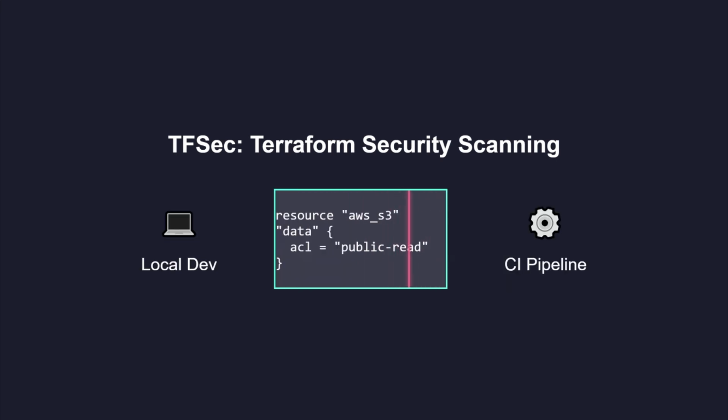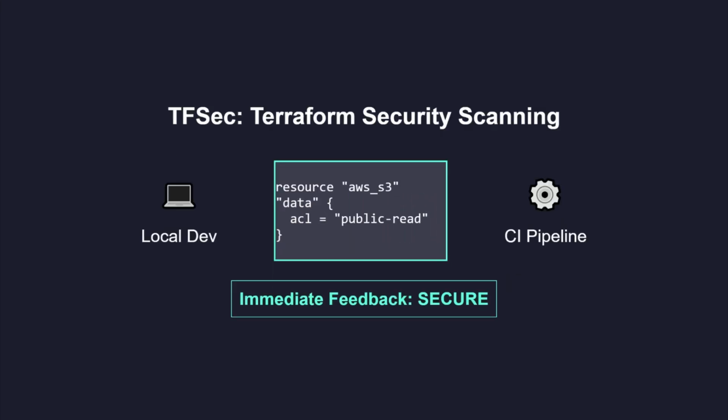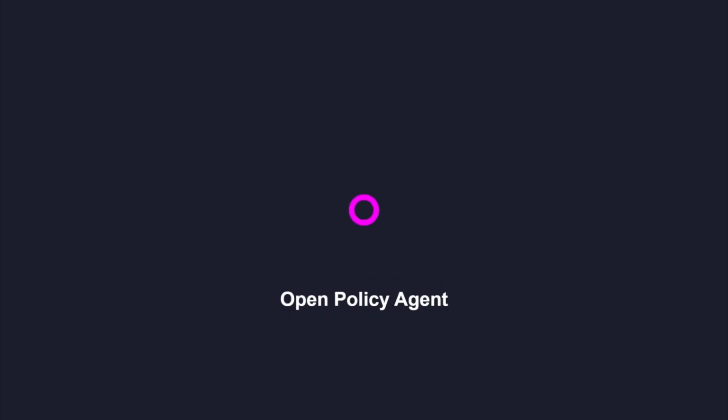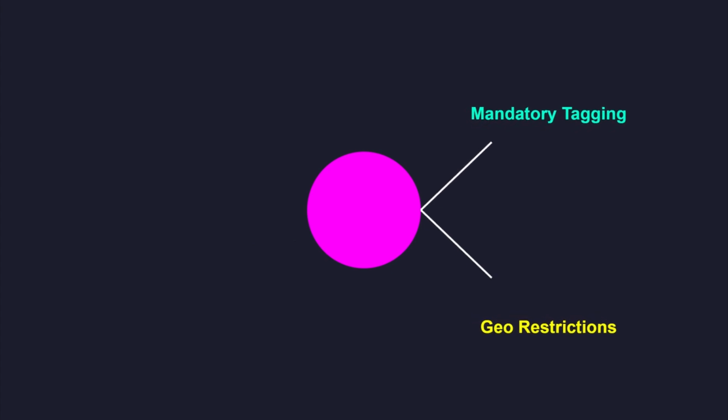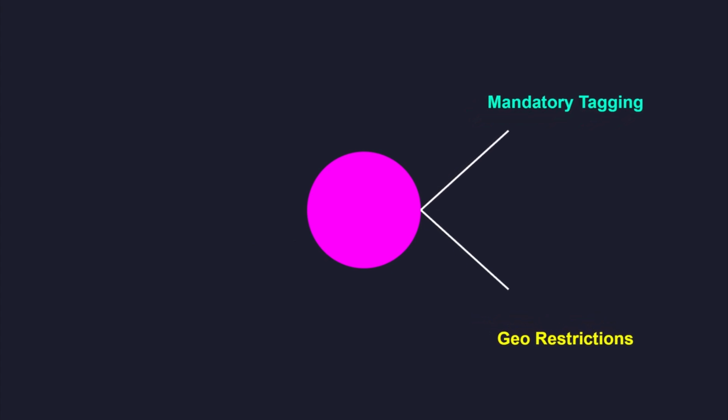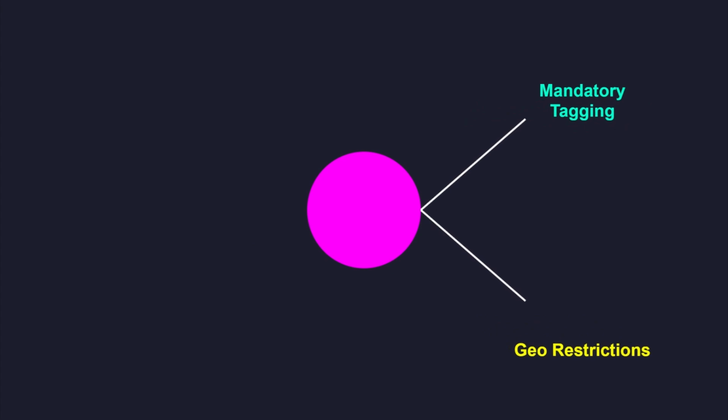It is highly effective in local development environments and CI pipelines to provide immediate feedback to developers on their security posture. Open Policy Agent allows you to write custom governance policies. By evaluating the JSON plan against REGO rules, you can enforce organizational standards like mandatory resource tagging or restricted geographic regions for deployments.